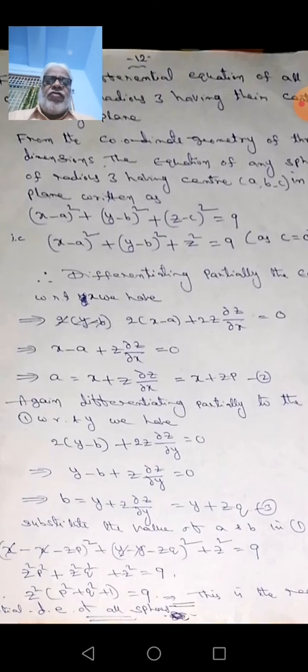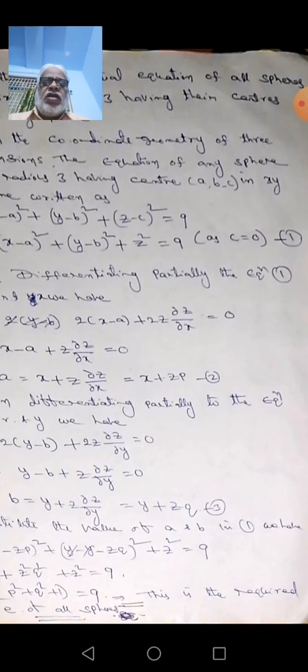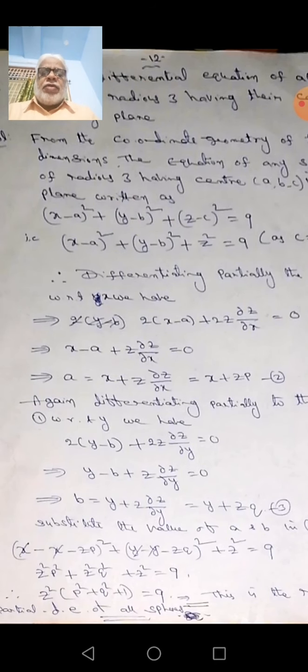Again, differentiating partially equation 1 with respect to y. Above we found the derivative with respect to x. Now we find the derivative with respect to y. The derivative of (x minus a) whole square is 0, because there is no y term and no z term in that expression.